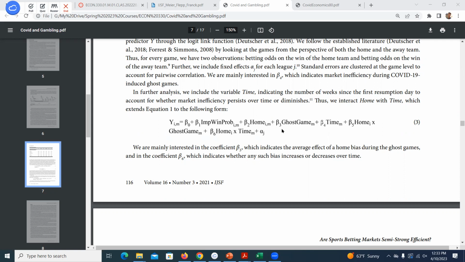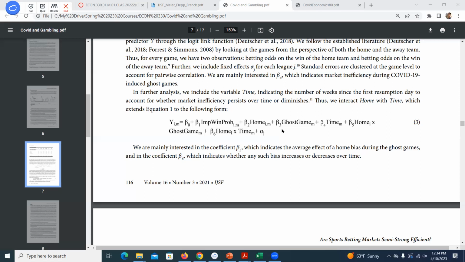They then use these things called ghost games. Over COVID, there were games that were played with 0 fans. This is the idea of a ghost game. The game is played, but there's no attendance. There's no one to cheer for that home team. They then took this idea of whether or not they were a home team, and this time variable was how far away from that initial date where they didn't allow fans was this game being played. So maybe there was an impact of being the home team, but the further out we get from this ban, maybe it matters less.